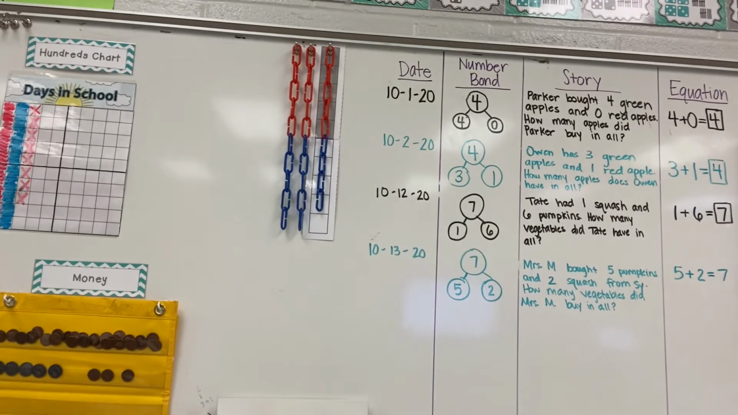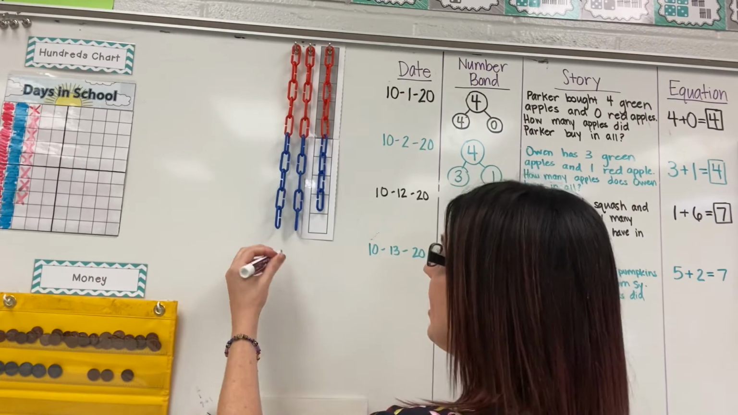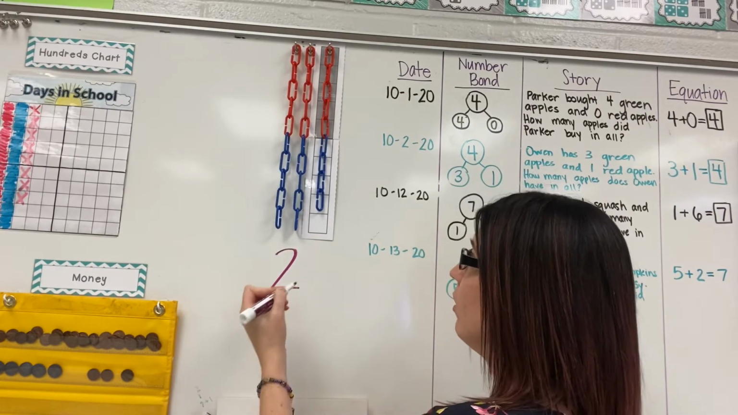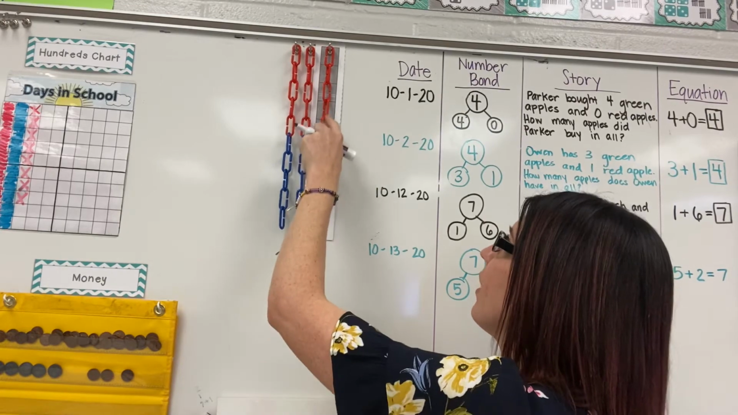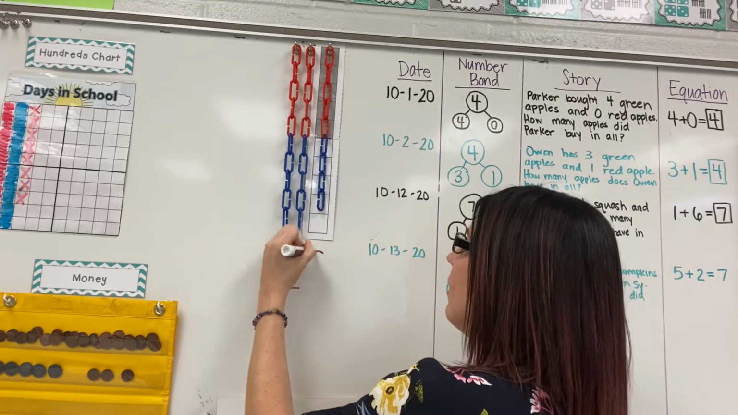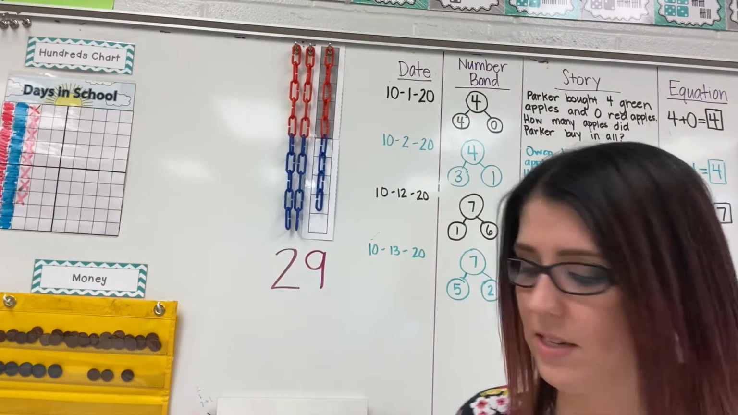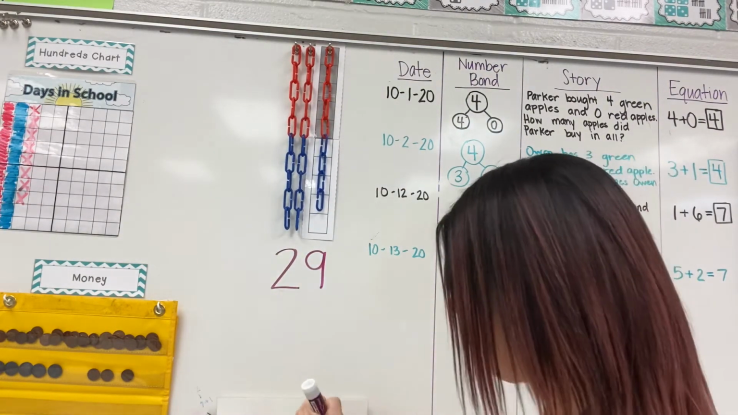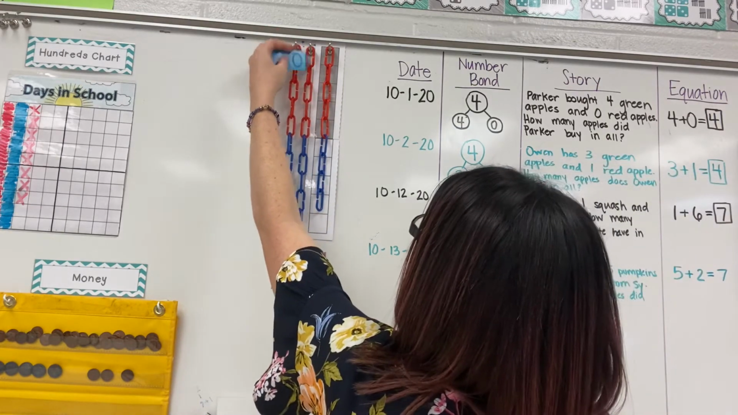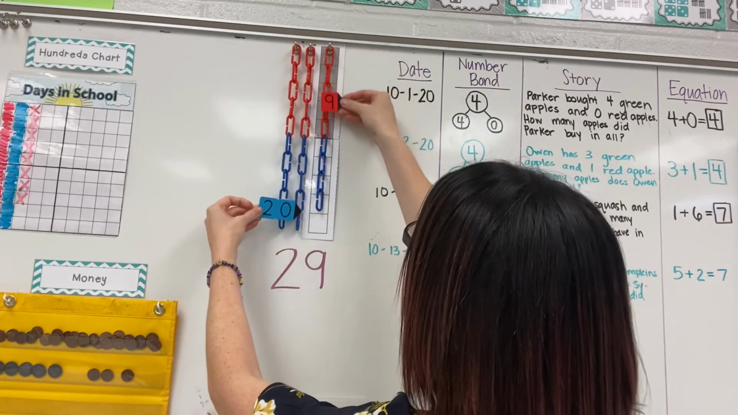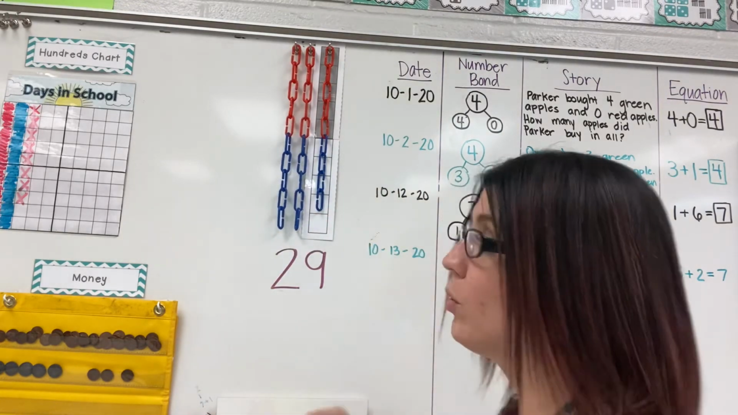That means we have 2 10s that are full. And this one's not full, so we count how many are in it. 1, 2, 3, 4, 5, 6, 7, 8, 9. See, it's missing one. So it doesn't get to be a full 10 yet. So it doesn't get to go over here. So we have 20 chain links over here and 9 chain links over here. And together that's 29. Let's count them all and make sure it really is 29.